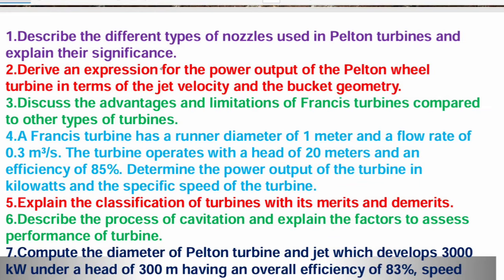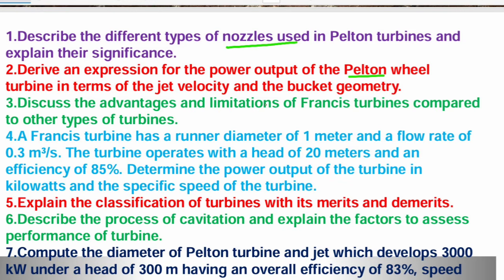Then the next unit, the fourth unit, has a lot of theory questions. The first question: the different types of nozzles used in turbines and explain their significance. The next question: the expression for the power output of the Pelton wheel.